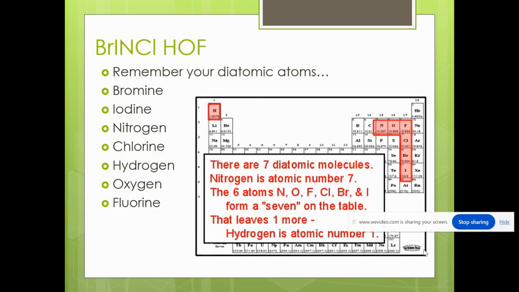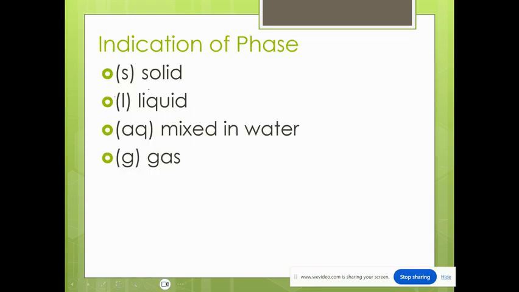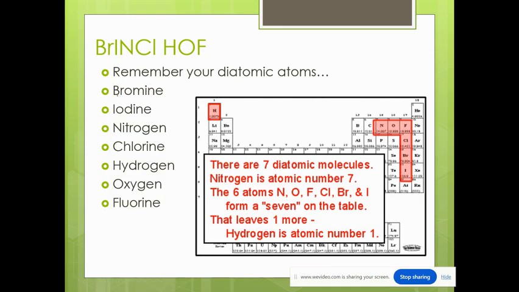All right. One other critical thing that you need to remember for this, well, for the rest of the year, honestly, are these Brinkelhoffs, these diatomic elements. And we get Brinkel. Why did you change on me? Brinkel is Brinkel. That's where we get the Brinkel from. Okay. And then Hoff is the rest of it.